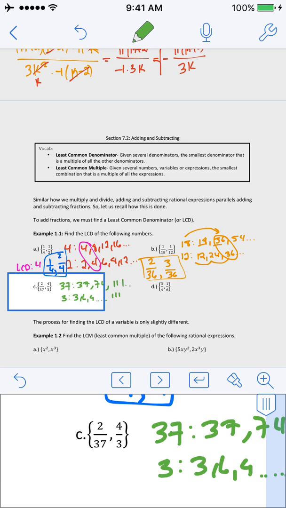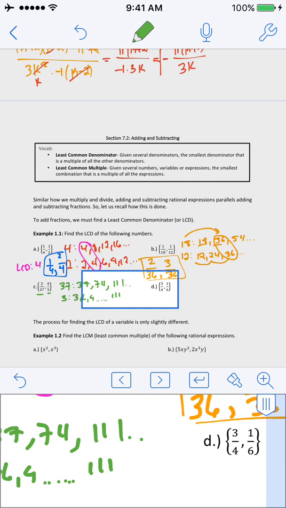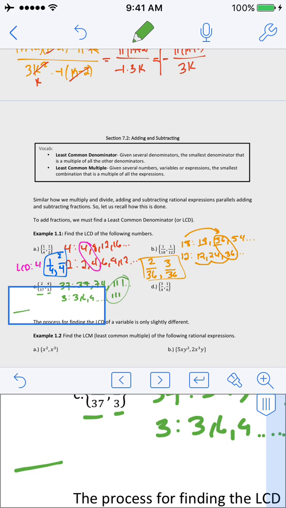Like these guys are both prime, right? They have no other factors besides one and themselves. It's not a guaranteed rule, but most of the time, it's going to be the thing they have in common. So their multiplication together. So I can put both of these over 111.